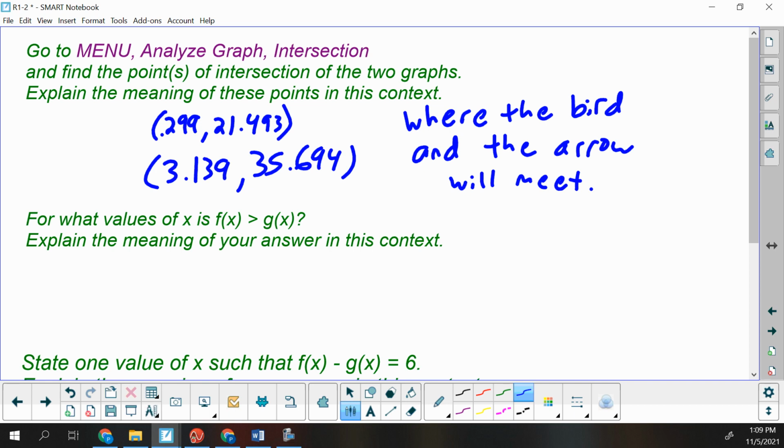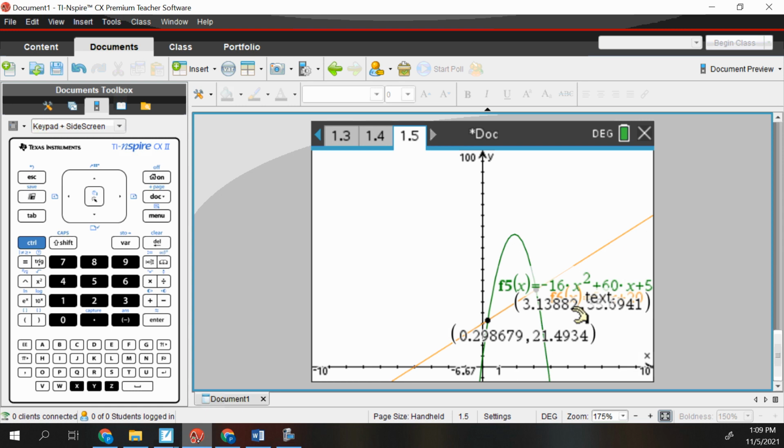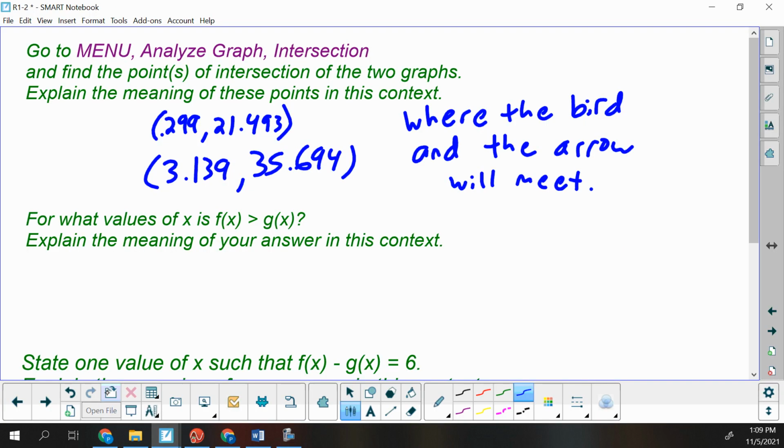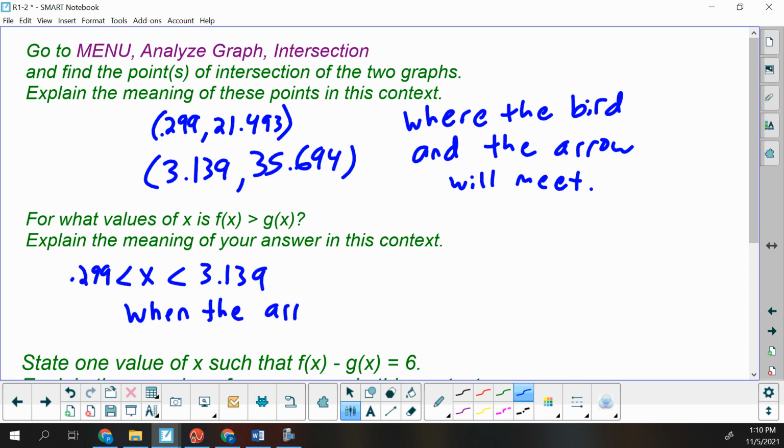So for what values of x is f of x greater than g of x? Well, f of x was our parabola. g of x was our line. So the green one is greater in between our intersection points. To represent that, we would say that x is greater than 0.299, because you tell that in terms of x values, but less than 3.139. And what this is in the context of the problem, f of x was the arrow, so it is when the arrow is above the bird.